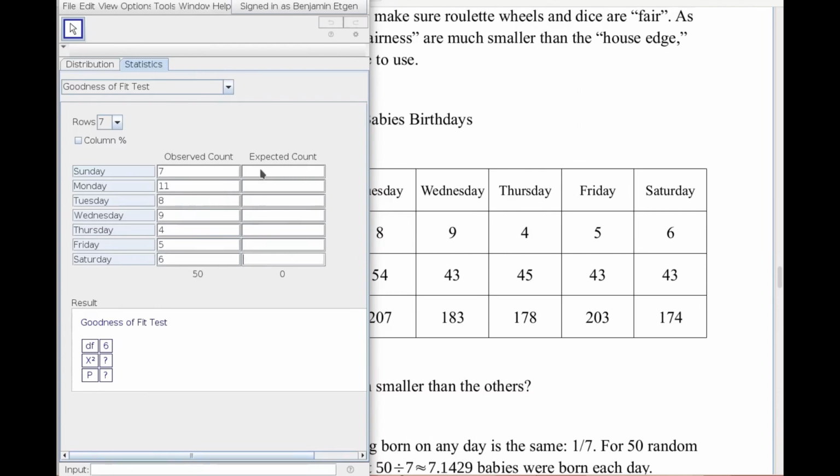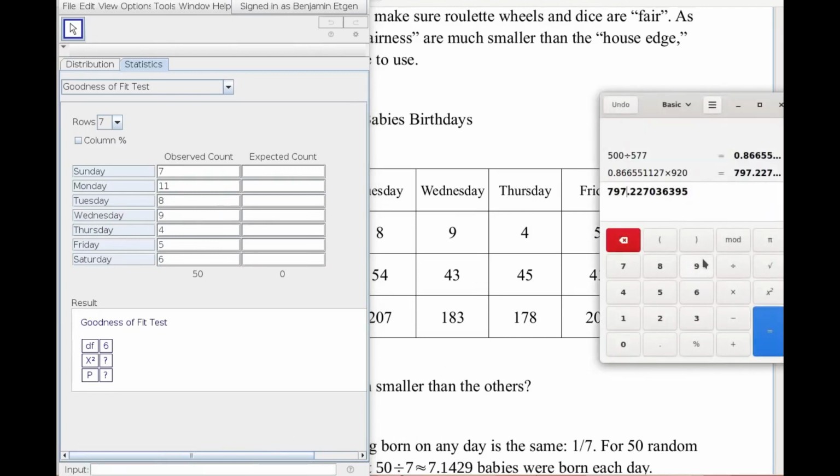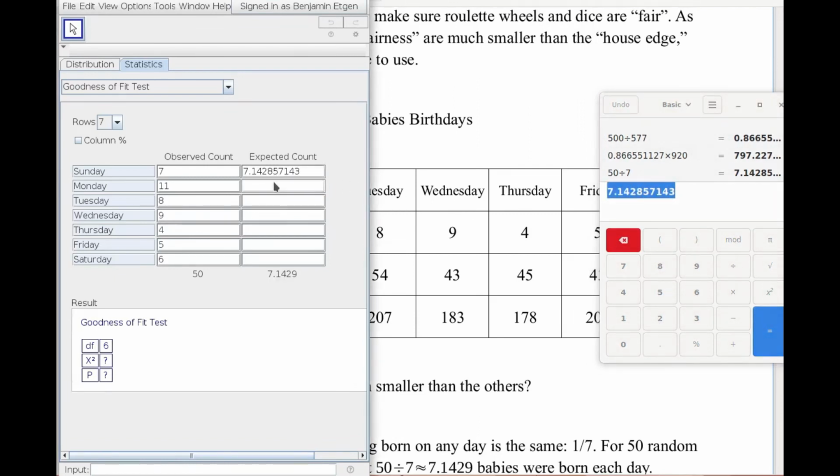Now, if this was independent, then each day would be equally likely. So we would be talking about 1/7th of the 50 each day. So let's get a calculator and divide 50 by 7. So it looks like we'd expect that many babies per day. So I'm going to paste that into each of these. Again, I'll see you when I'm done. And I'm about to paste in that last value, and when I do, here's our chi-squared value and our p-value.